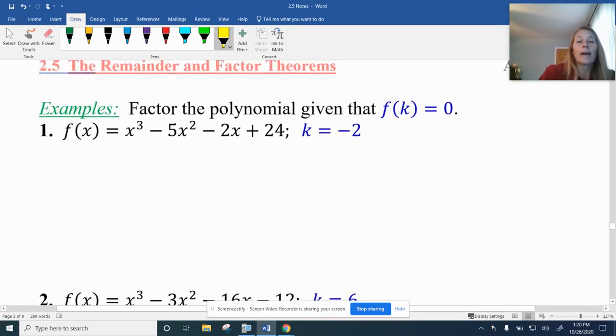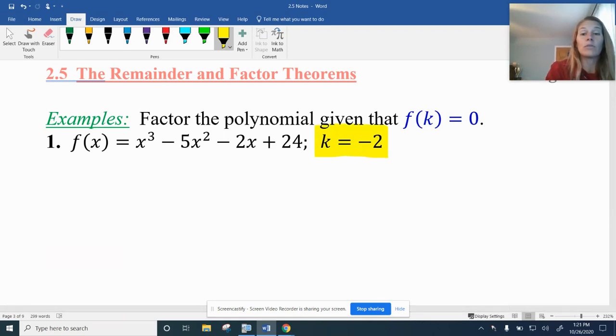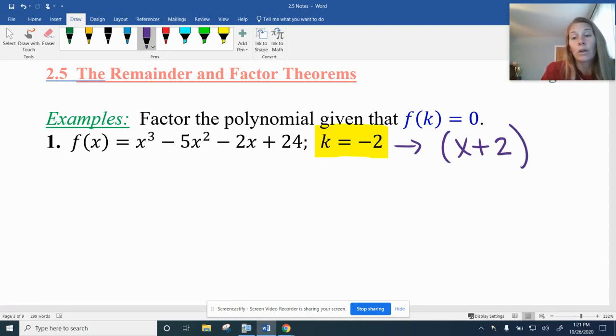So if we're to factor this polynomial given, we know that the k value makes it equal 0. So what that means, right, is that if I substitute this value in here, my remainder is 0. But the factor of this is x plus 2. So that's one of my factors.